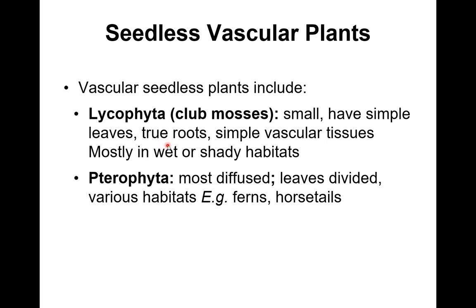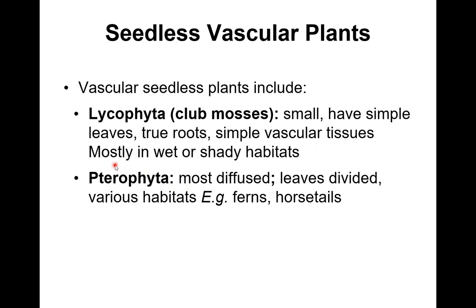And then they start having true roots, very simple vascular tissue, but they start being efficient in moving both nutrients and the product of photosynthesis around. They tend to live mostly in wet or shady habitats, still needing fairly humid environments.